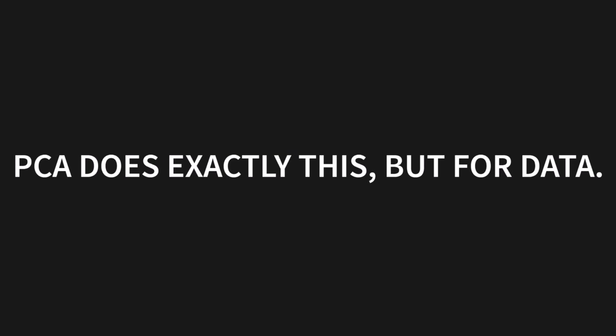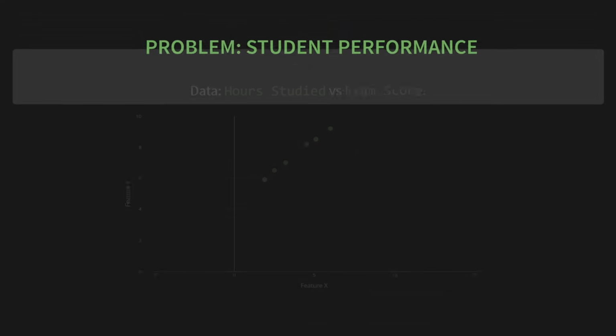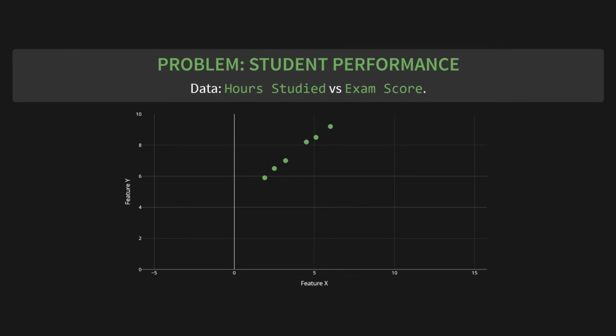Let's make this real. Consider a simple problem, student performance. We survey a bunch of students and we record just two features, the hours they studied and their final exam score. So for example, in this table, you can see student A studied for 2.5 hours and got a 65, while student F studied for 6 hours and got a 92. So we plot this data, hours studied versus exam score. It forms this kind of stretched out cloud of points.